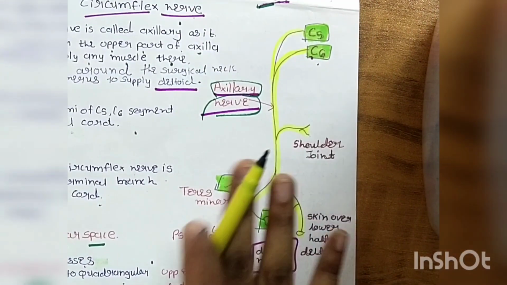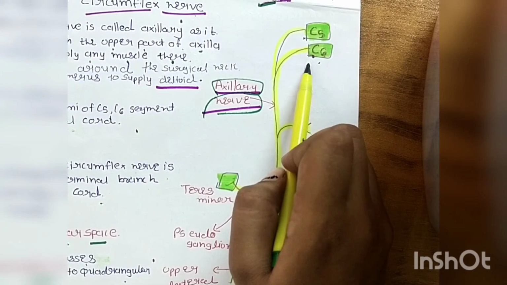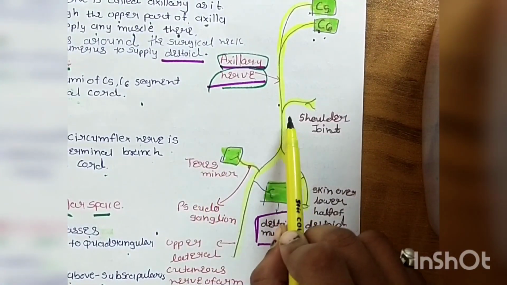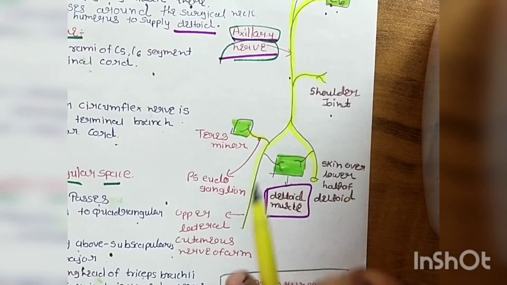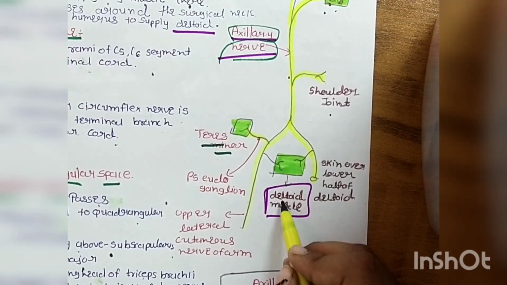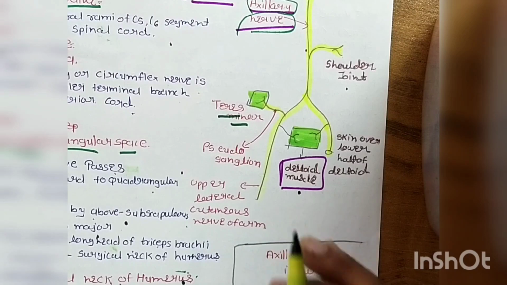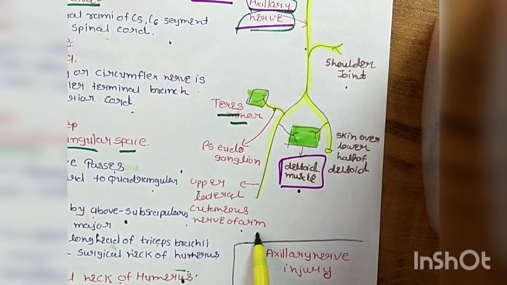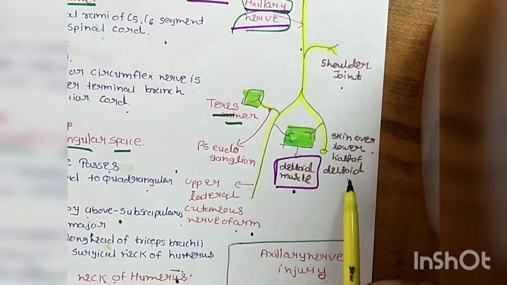So in the diagram we see the axillary nerve. Its root value is C5 and C6. This is the axillary nerve. It gives articular branches to the shoulder joint. Then it supplies two muscles, teres minor and deltoid. And then it also has a cutaneous branch, the upper lateral cutaneous nerve of the arm, supplying the skin over the lower half of the deltoid.